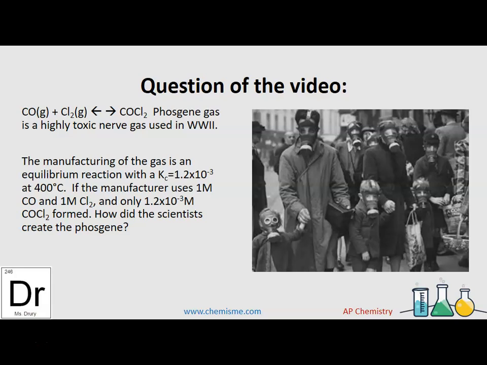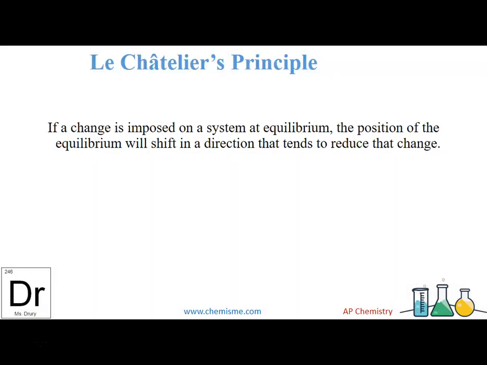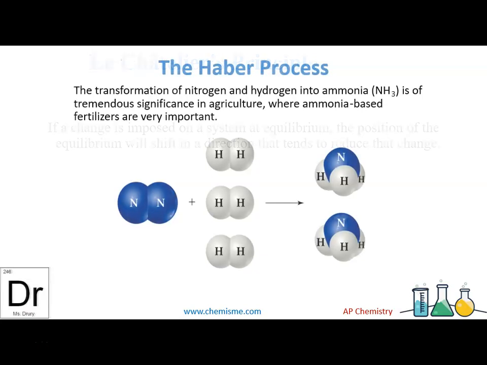So back to that phosgene gas, we're noticing that the phosgene gas is kind of hard to manufacture, so there has to be some way that they manufactured it, because otherwise it stays really reactant heavy. So we're going to get to that using LeChatelier's principle. If a change is imposed on a system in equilibrium, the position of the equilibrium shifts in a direction that tends to reduce the change. So if you add something to it, it's going to reduce the addition, or if you take away, it's going to put back and restore.